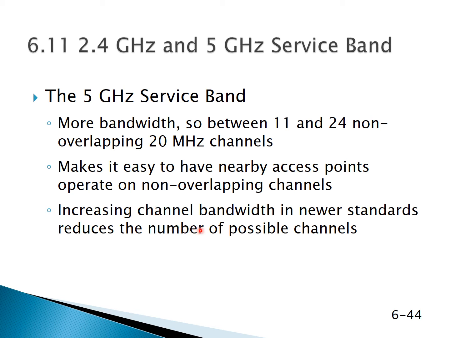Also, if you increase your channel bandwidth in newer standards, you reduce the number of possible channels. That's at least the issue here, because when you double the channel bandwidth, you can double the speed, right? So when you make the channel wider, instead of 20 megahertz, you use 40 megahertz, then the speed will be higher. But then again, the chance of overlapping will also be higher. So some of the standards increase the bandwidth in order to increase the speed. But then when you do that, the number of possible channels will be smaller. But at least in the 5 gigahertz, you have this flexibility in the standard.